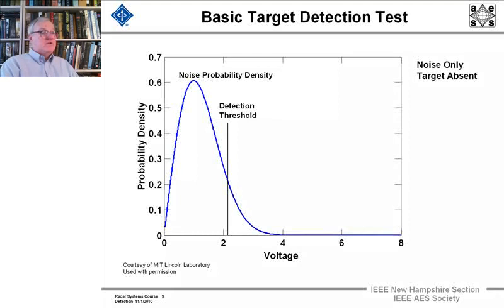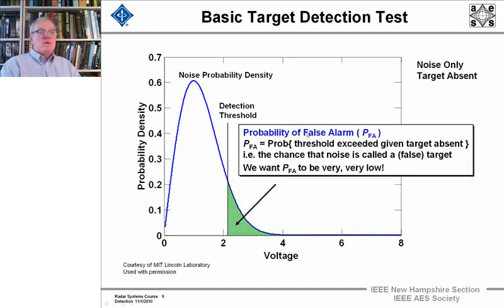Now, let's first look at just the noise density, the probability density of Gaussian noise, as a function of the voltage. Here it is. Here's the probability density. Because it's a probability density, if we integrate over the whole curve, we'll get 1. And we set a detection threshold here, a little above 2 volts. So noise is only, no targets are present. The targets are absent.